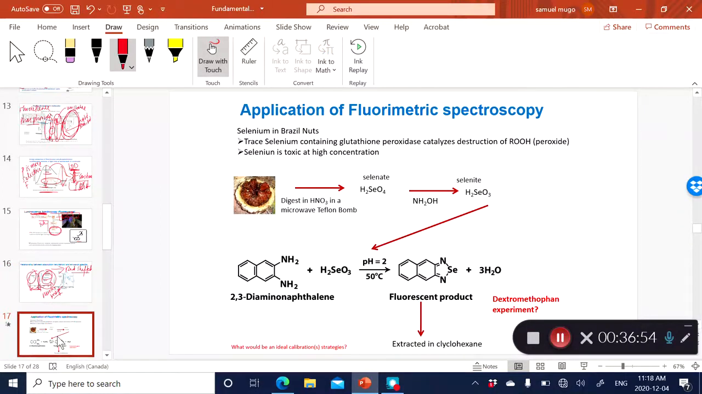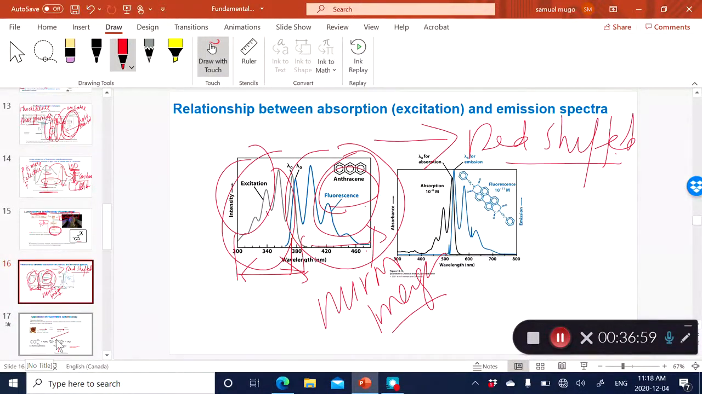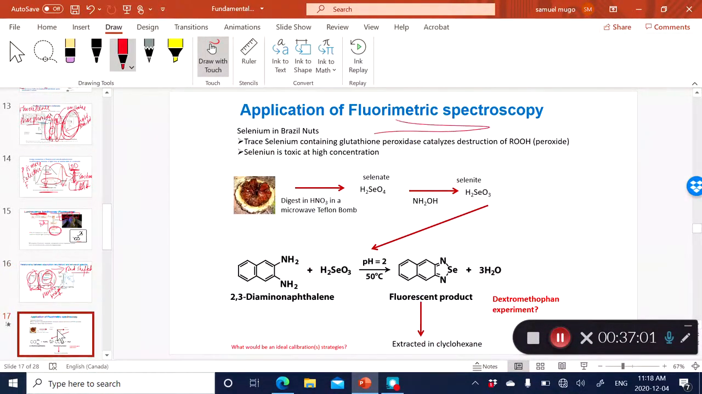So let me very quickly talk about the applications of emission spectroscopy, particularly fluorescence spectroscopy. It's a very, very sensitive technique, because not many compounds out there fluoresce. So it's a very selective and sensitive type of technique. For example, people can use it, and I've used it, to analyze elements such as selenium in Brazil nuts.